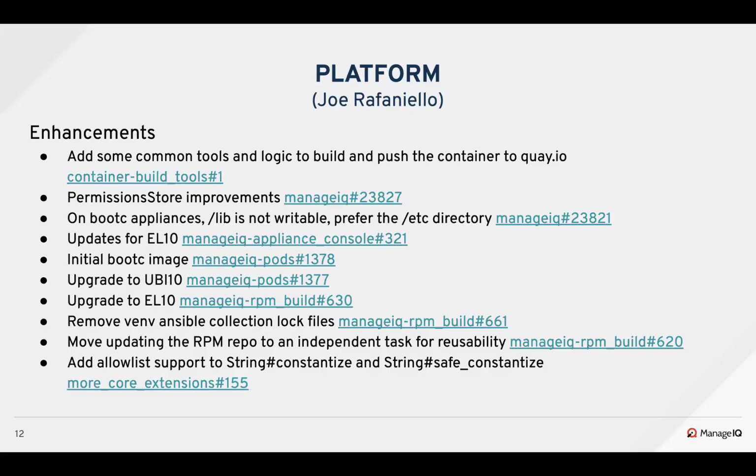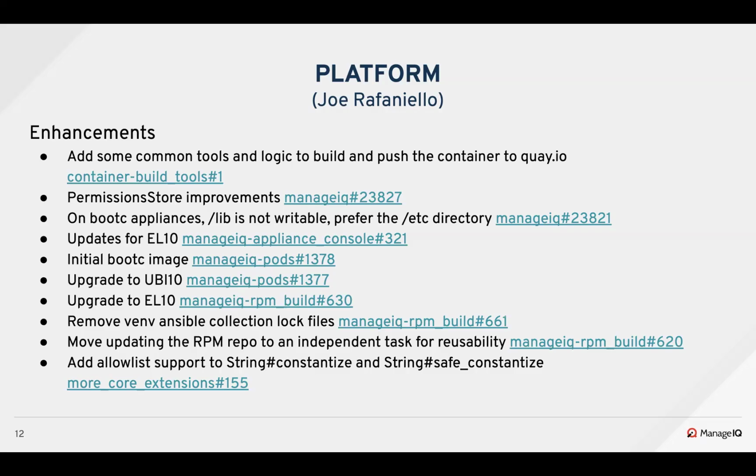Thanks, Adam. For platform enhancements this sprint, Brandon added tools and logic to build and push containers to Quay in the container build tools. Jason improved the permission store in core, primarily adding a helper method and a sample file. Brandon also made many changes for EL10. One of them was for boot C appliances to prefer the etc directory, since lib is not writable, and that was in core. He also updated the appliance console for EL10. He created the initial boot C image and upgraded to UBI 10 in ManageIQ pods.